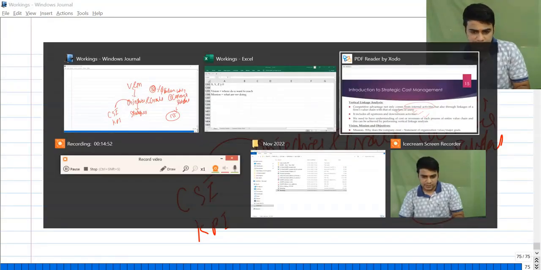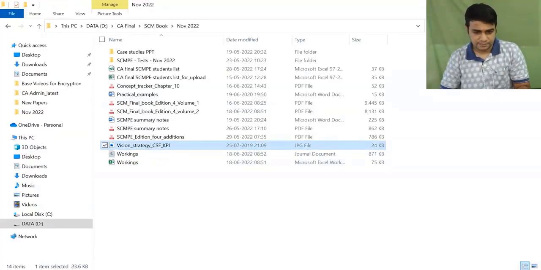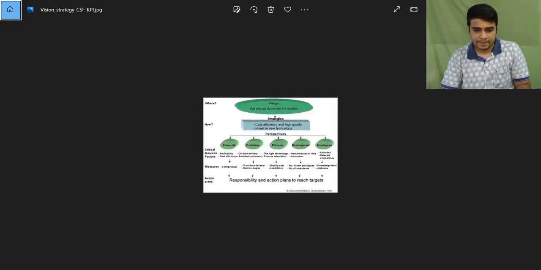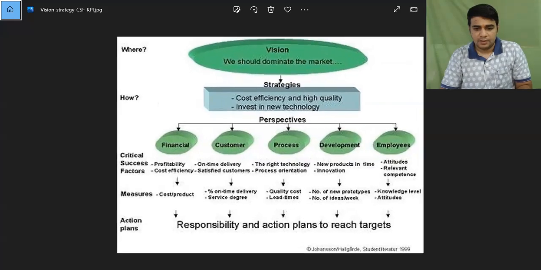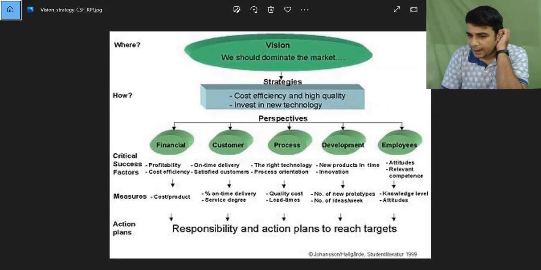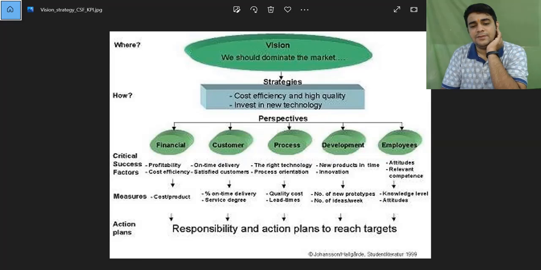Now just give me a minute. Vision, we should dominate the market. From the vision, a strategy will come. The strategy could be cost efficiency, investment in new technology, or high quality. The image may not be that clear.